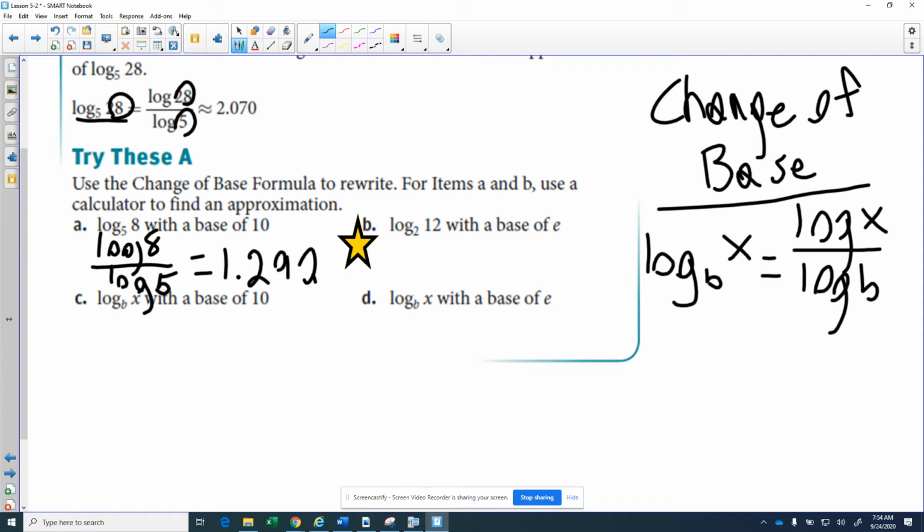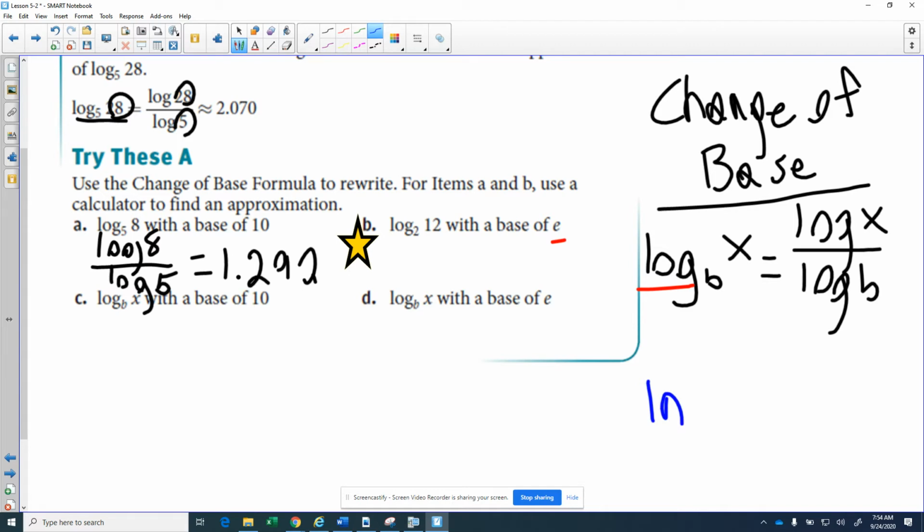The other idea that we have to understand is that the base of e, the inverse of that function, is a natural log. While this log here is considered to have a base of 10, and there are a lot of reasons why we don't write it, if I want to find a base of e, I'm going to use a separate version of the change of base formula. Really, it's no different. The only thing that changes is what value of log we plug in. In this case, we're going to use the natural log.